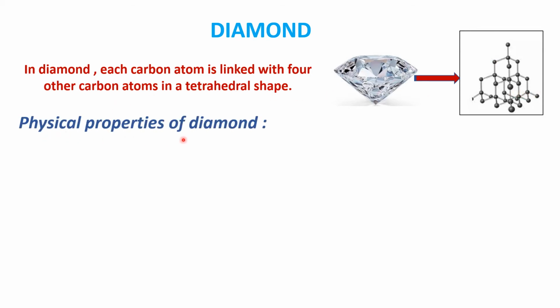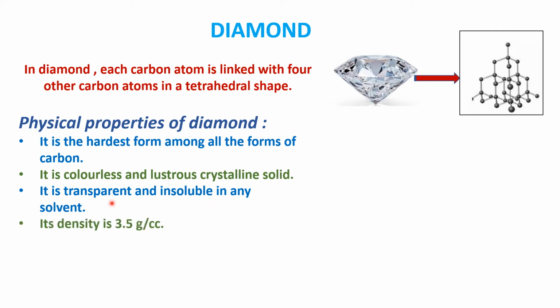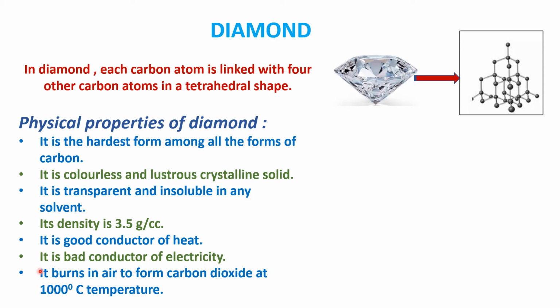Physical properties of diamond. It is the hardest form among all the forms of carbon. It is a colorless and lustrous crystalline solid. It is transparent and insoluble in any solvent. Its density is 3.5 gram per cc. It is a good conductor of heat but a bad conductor of electricity. It burns in air to form carbon dioxide at 1000 degrees centigrade.